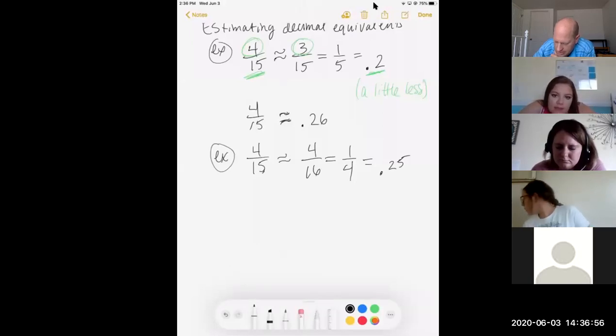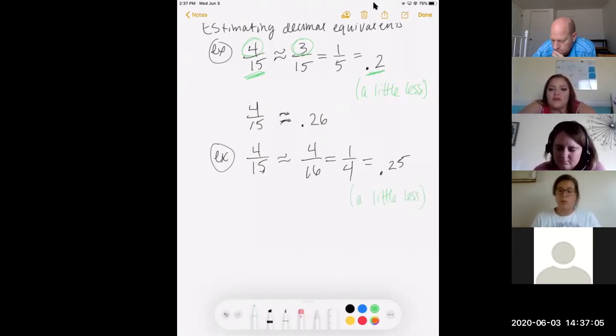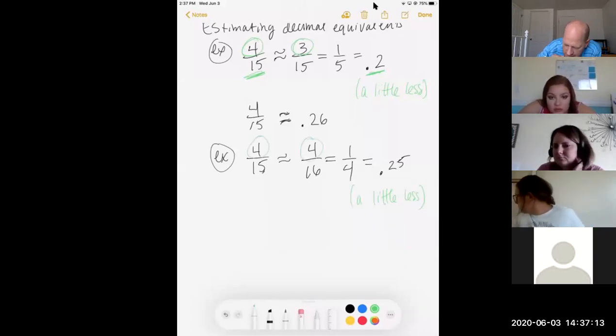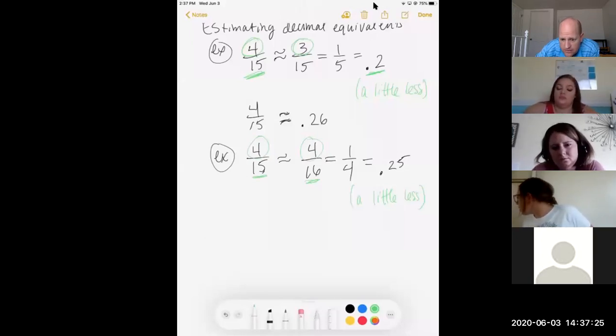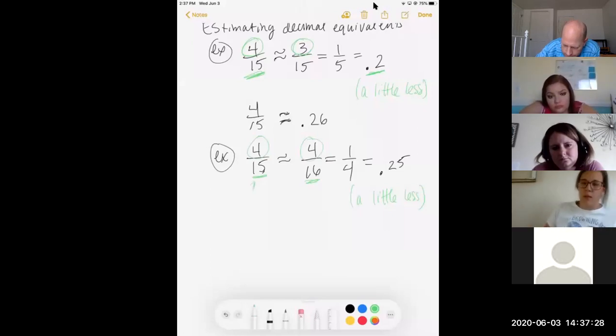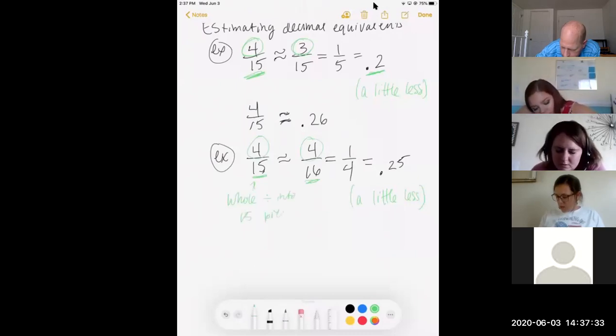Less. Okay, tell me how you got that. Because instead of having 15 pieces out of the whole, you have 16 pieces now, but you have the same amount of pieces. Right, these have a common numerator, okay, which means that I look at the denominator to think about their sizes. 4/15 and 4/16, I have to think about which one is more or less based off the denominator. The whole is divided into 15 pieces here. And then in this one, the whole is divided into 16 pieces.